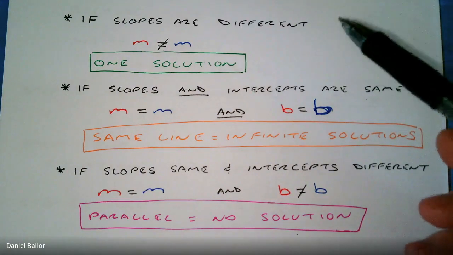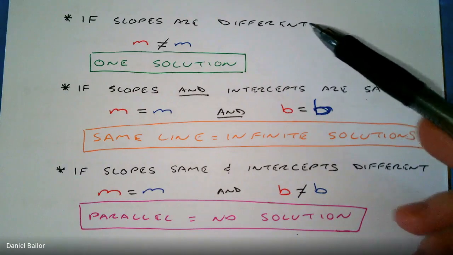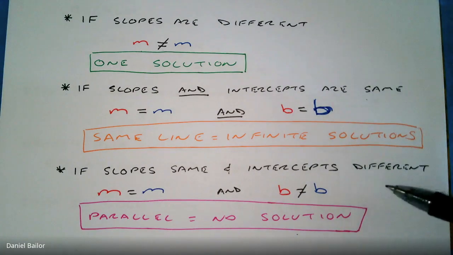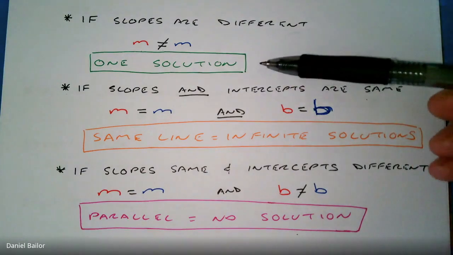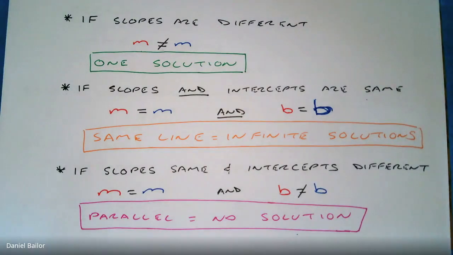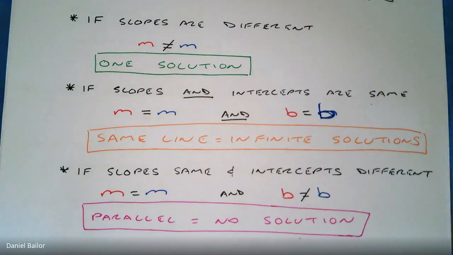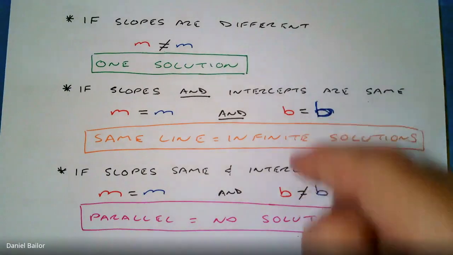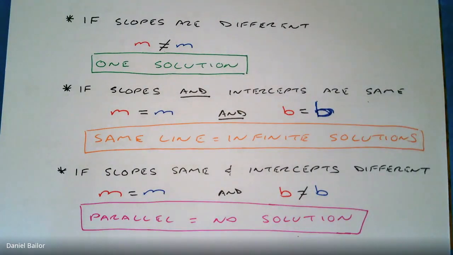But this chart asks, what happens if the slopes are different? What happens if everything's the same? What happens if the slopes are the same and the intercepts are different? This chart will tell you if there is one solution, infinite solutions, or no solutions. So keep this chart next to you when you're doing your math today. It will really help you until you memorize, internalize these rules.